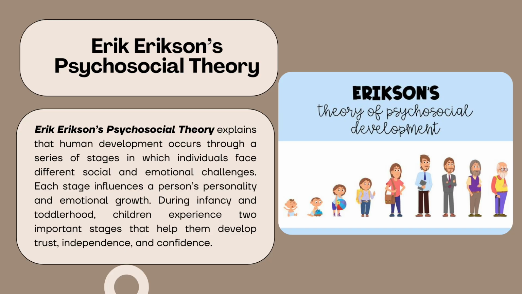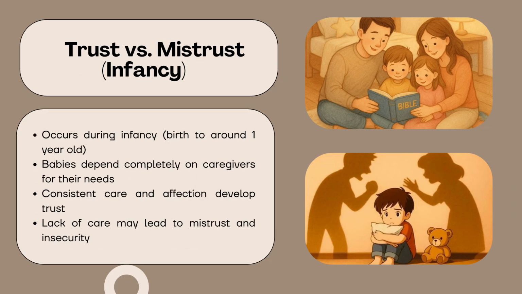And these two stages are trust versus mistrust, which is in infancy, and autonomy versus shame and doubt, which is in toddlerhood. So, trust versus mistrust occurs during infancy, from birth to 1 year old, and babies at this stage depend completely on caregivers. They need consistent care and affection to develop trust. Also, the lack of care may lead to mistrust and insecurity.